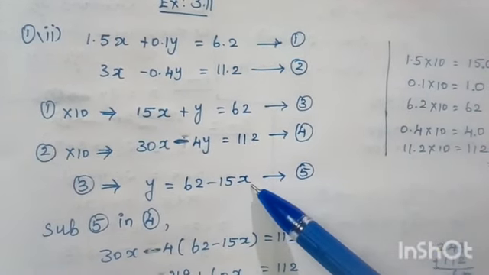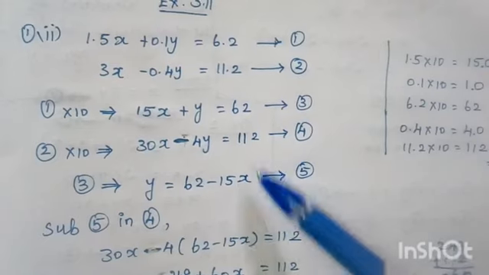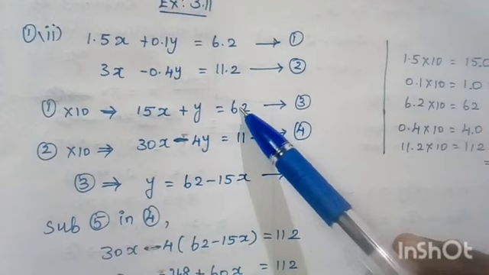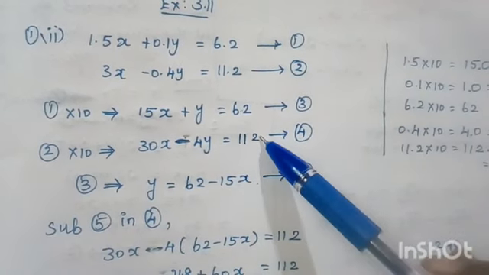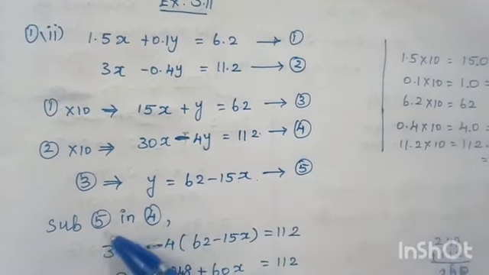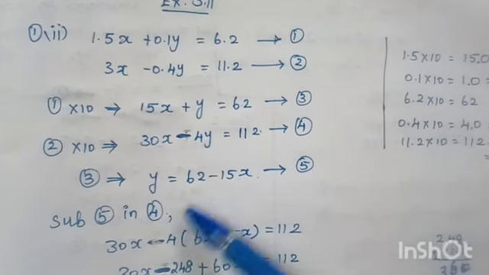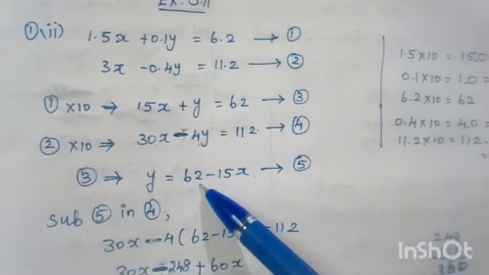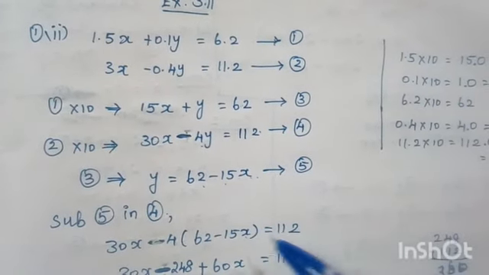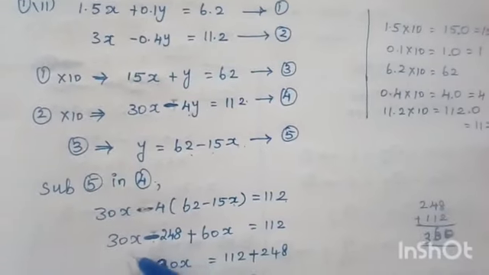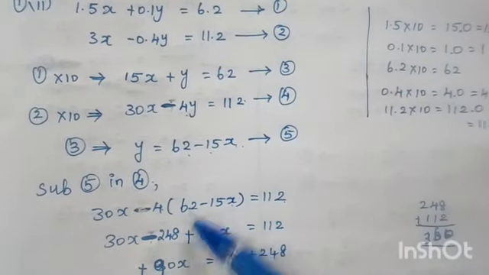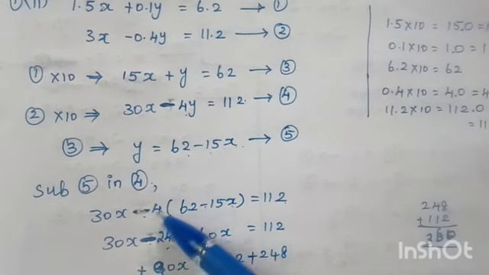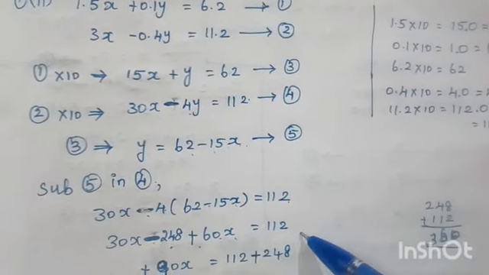Now this equation 5 you have to substitute in equation number 4. This fifth equation is derived from the third equation, so you have to substitute in the other equation. So substitute 5 in equation number 4. That is 30x - 4 into y, what you found, 62 - 15x, equal to 112. That is 30x minus, multiplying these two, 248, and minus into minus is plus, 15 into 4 is 60x, equal to 112.